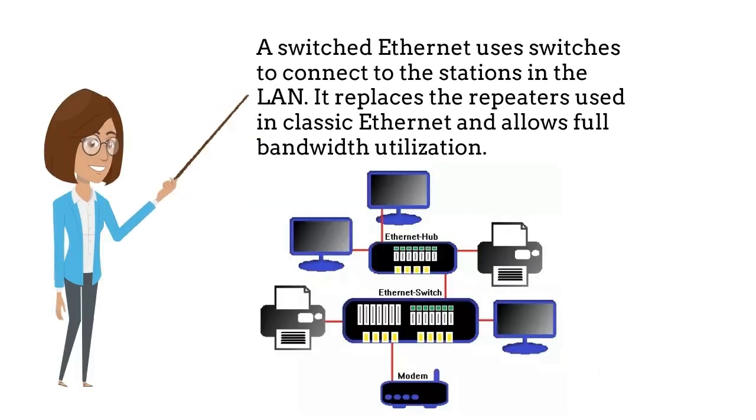The second category of Ethernet is Switched Ethernet. A Switched Ethernet uses switches to connect the stations in the LAN. It replaces the repeaters used in Classic Ethernet and allows full bandwidth utilization.